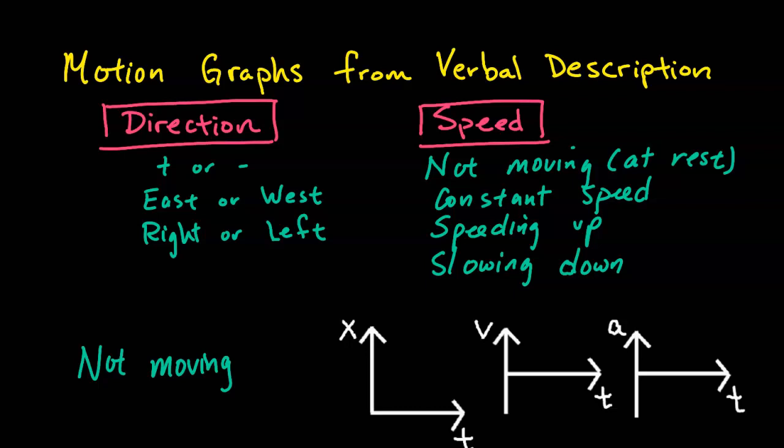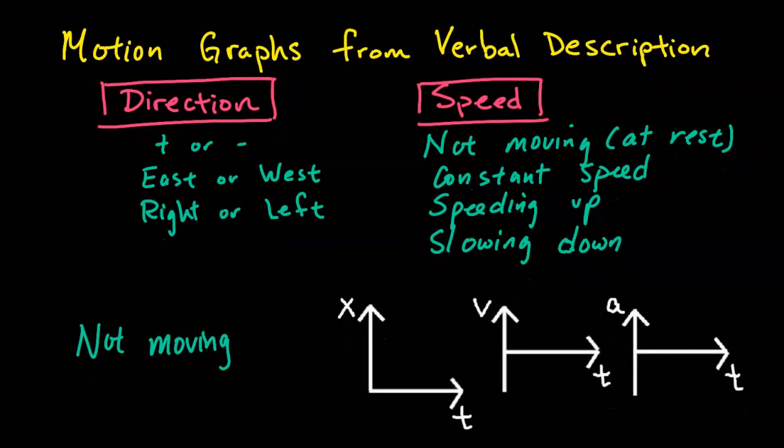In this video, you'll learn how to create motion graphs from verbal descriptions. The first thing to understand about how to do this is you need to know what is the direction that it's moving. So is it moving in the positive or the negative direction? Is it moving east or west? Is it moving to the right or left?